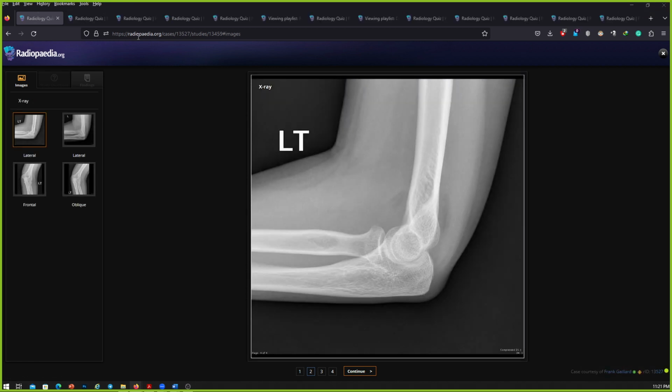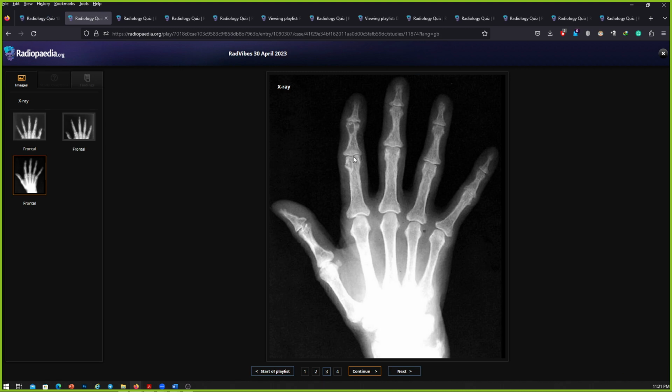I'll just close my tab. Then we come on to the second case. This also perfectly done, 8 out of 8 in this case. There's subperiosteal reaction along the radial aspects of multiple phalanges of the fingers, and this was definitely a brown tumor.